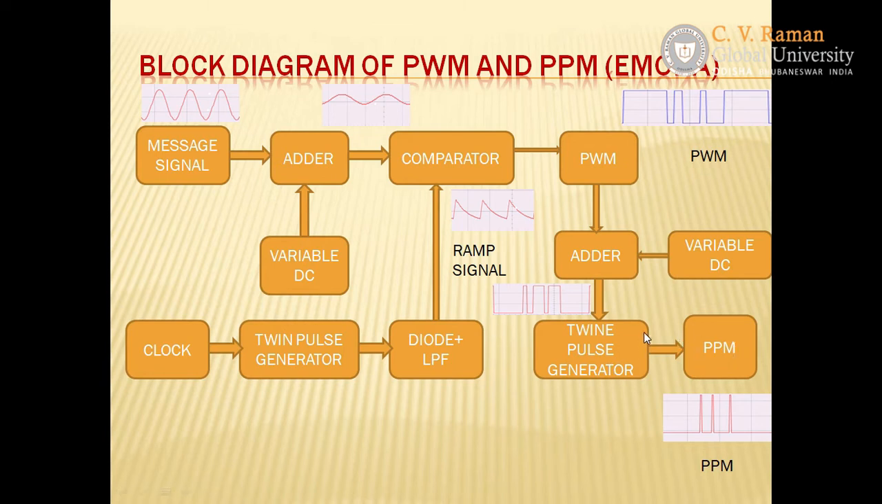So again, for your information, I am telling that this twin pulse generator is used to find the positive clock edge. Suppose you are giving a clock to a twin pulse generator, it will be generating positive clock edges. Negative edges it will not create. So that is the function of the twin pulse generator, and we are going to use this twin pulse generator frequently in this experiment.